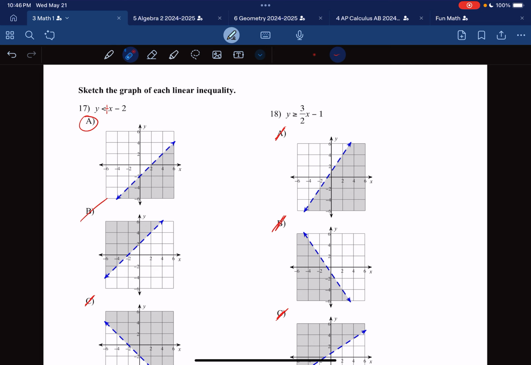If it does hold, then that point that you randomly chose is in the solution, and that section should be shaded. If you chose a point that makes the statement like 1 is greater than 2, well, obviously that's wrong, right? That would mean that the point that you chose does not work.